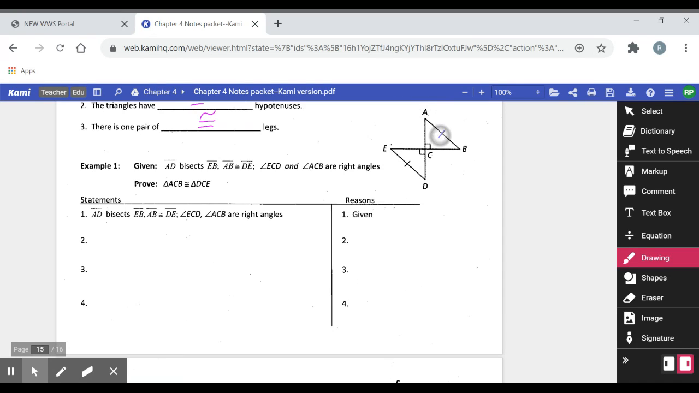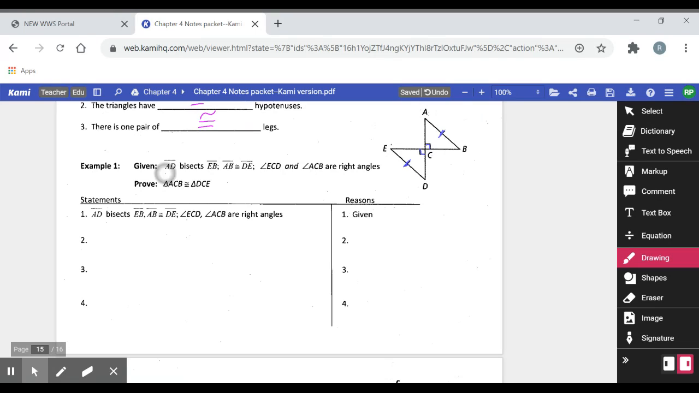If the given information is ever not marked for you on the picture, make sure you do that. And then angles ACD, ECD, and ACB are right angles, which you can see was already put for you in the picture, but if it wasn't put there for you, you would need to make sure you include that. And we're trying to prove these 2 triangles are congruent. Given information is always already in your proof for you.